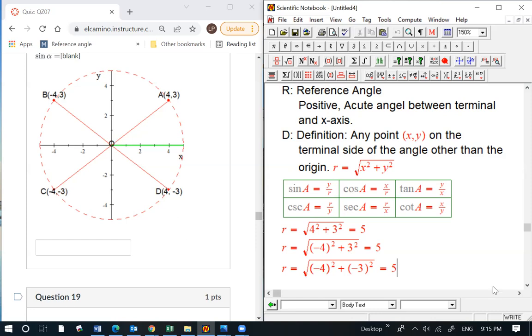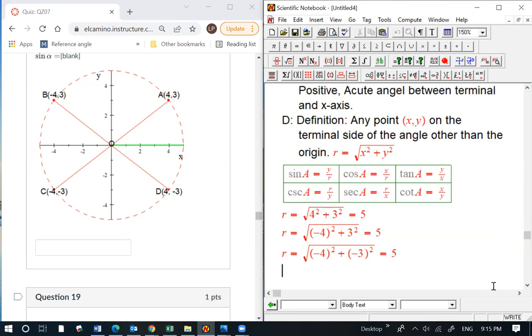So the last point, if that point is D, the R are going to be 5 for all of them. By the definition, the R are going to be the same. For the last one, you can have 4 squared and negative 3 squared. So when we apply that in each case, you're going to get the same R.